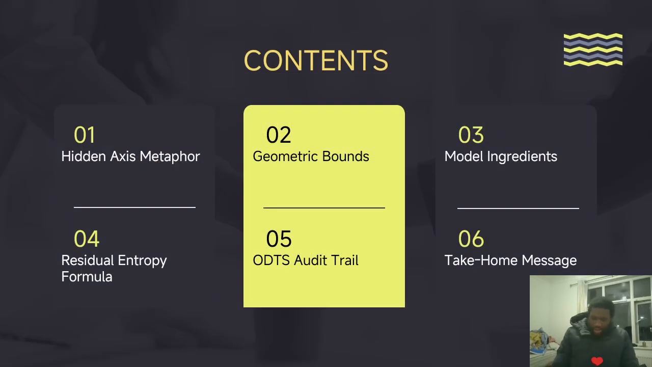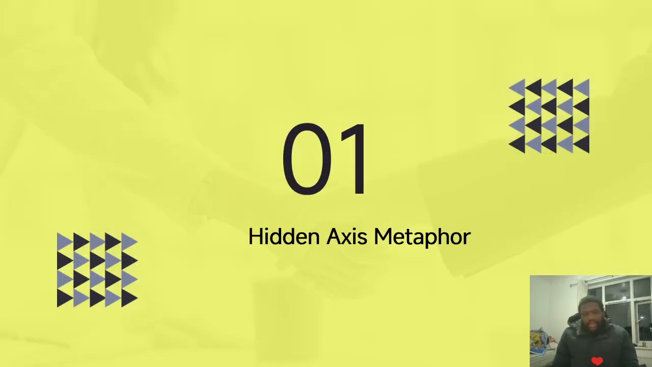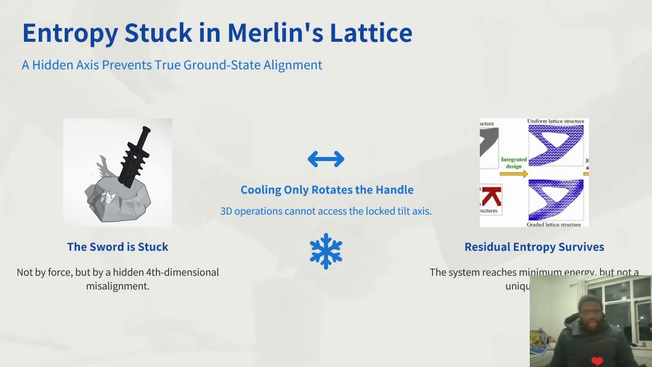So, the hidden axis metaphor and the geometric bounds, the model ingredient, the residue entropy formula, and the OBINexus audit trail. The take home message. Okay, let's go. Hidden axis metaphor. A hidden axis presents the true ground state element.